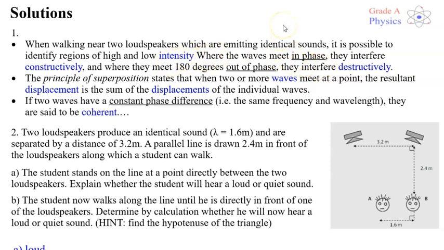As we've said, where the waves meet in phase, we have constructive interference, and where they meet in antiphase, 180 degrees out of phase, we get destructive interference. You do need to know the principle of superposition. So when two or more waves meet at a point, the resultant displacement is the sum of the displacements of the individual waves. So note it's not amplitude, it's the displacement at that point.